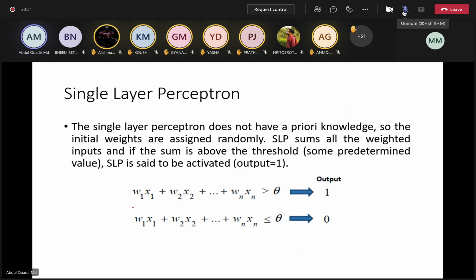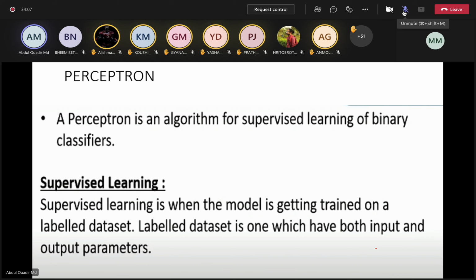So for W1, W2, if the sum is greater than or equal to the threshold, the output is 1. If it is less than the threshold, it will output 0. That's all. Now, the perceptron.